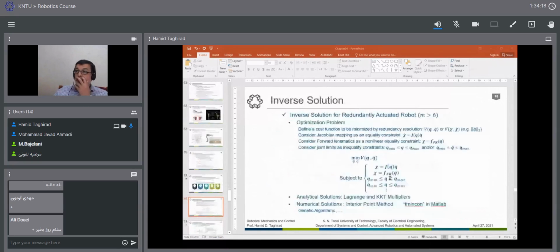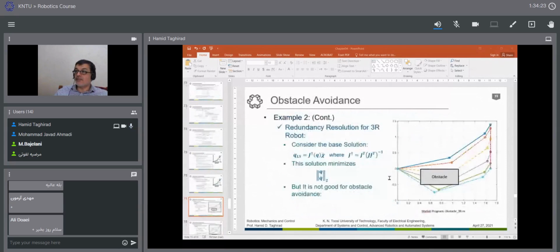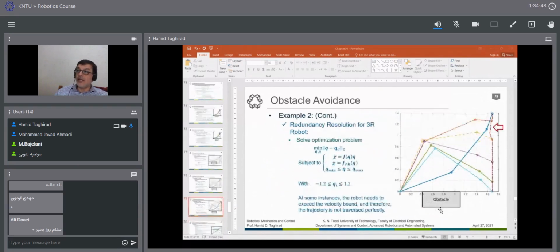You can just go through the programs, especially for the fmincon programs. Here you can see the obstacle avoidance problem, which is quite sophisticated and requires some path planning and also some optimization routine. I give the program here, and the programs are available on the LMS website of the course, and you can just run all of these.